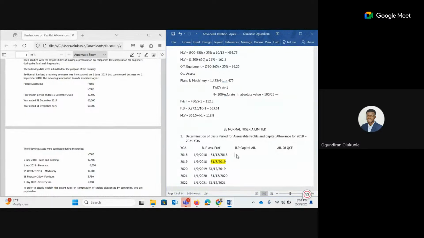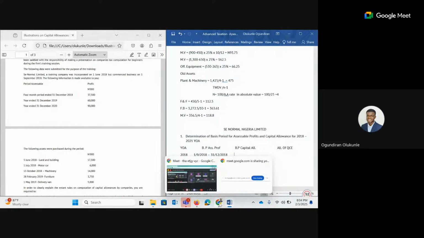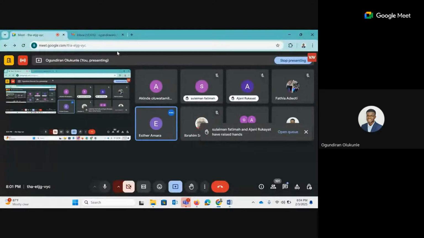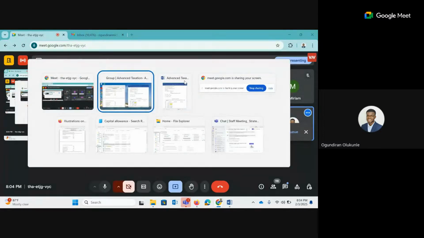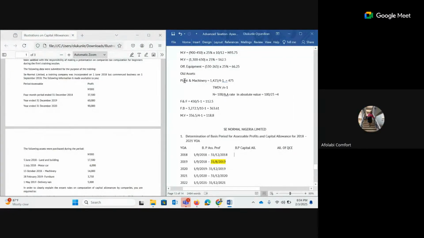So now you want to check. In the last class, we said that basis period for assessable profit is not different from basis period for capital allowance. Only that there should be no gap or overlapping in the basis period. I repeat that again. Is that clear? Yes, sir.